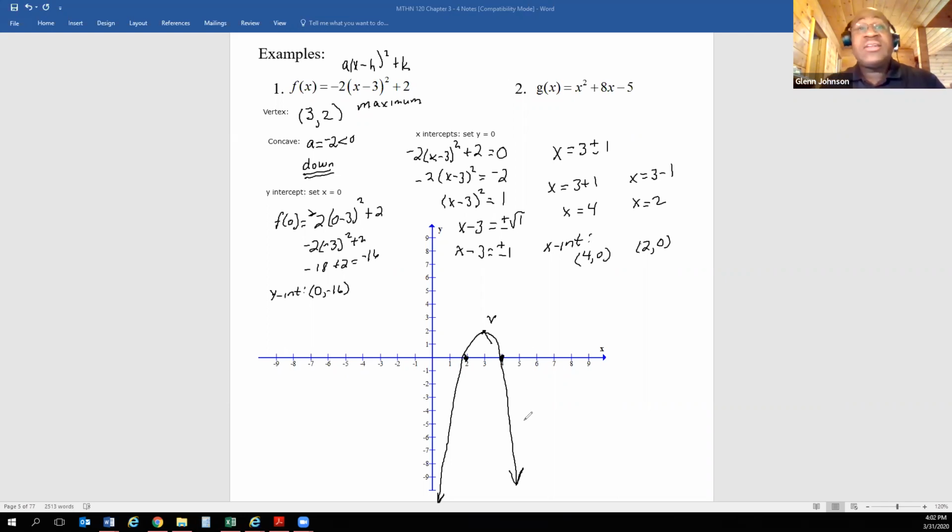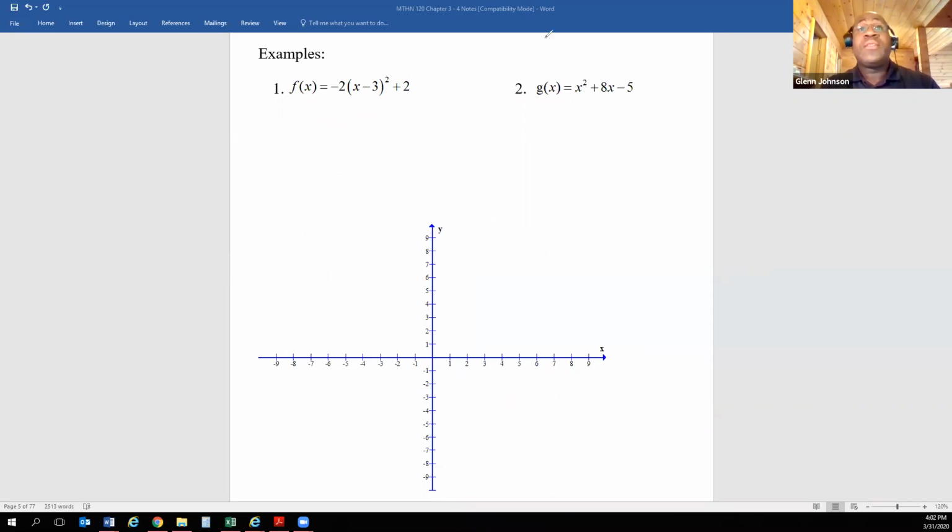All right, so now let's take a look at the second example. I'm going to clear this off. And so our second example will be the second function here, g of x equals x squared plus 8x minus 5. Now, this one's going to require a little bit of work because this equation is in general form. I'm going to go ahead and scratch this first one out so we don't get confused, because it looks like we're going to need the whole board to finish this.